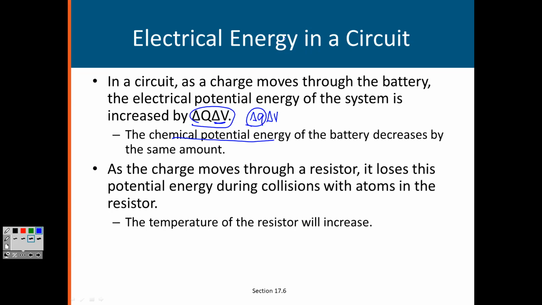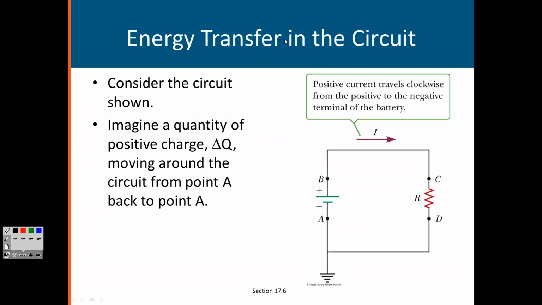Then as the charge moves through the resistor, there will be resistance in the circuit. It loses this potential energy during collisions with atoms in the resistor. So it will make the temperature of the resistor go up. Right, so let's take a simple circuit now and see what happens. We've got a battery and just a resistance. It could be the resistance inside a bulb or some other appliance, doesn't matter. So we'll just take a battery and a piece of resistance.